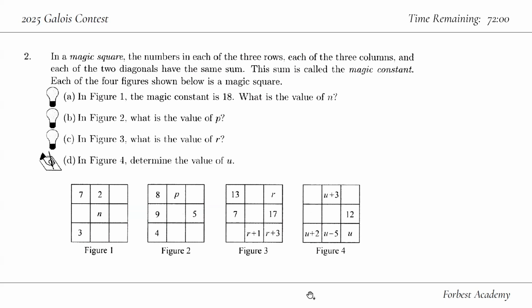If the magic constant is 18, this should be 9, because 7 plus 2 is 9, plus 9 is 18. 9 and 3 make 12, so n must be 6.